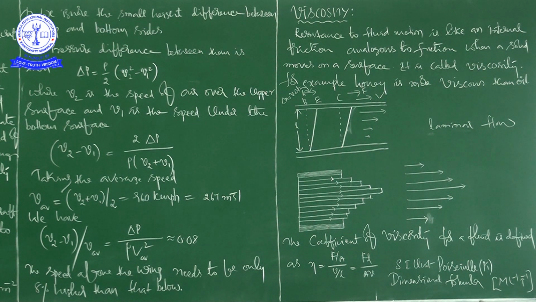See, for example, there are two bottles. In one bottle, water molecules are present. In another bottle, honey is present, right? If you try to pour these two things, you may observe a certain difference. What is the difference? While pouring water from a water bottle, it is easy and you can easily pour.